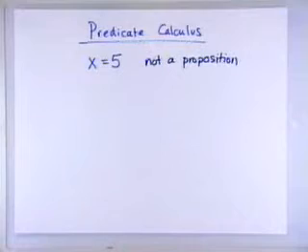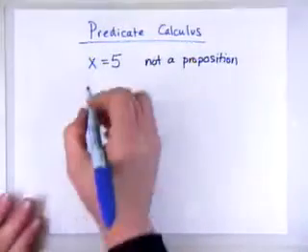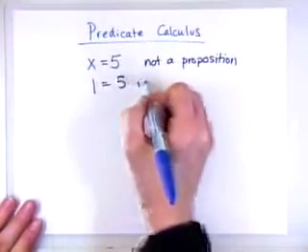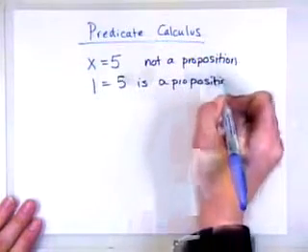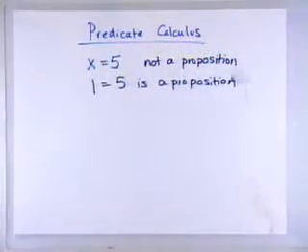But if I knew a value for x, then that would be a proposition. So 1 equals 5 is a proposition. It's a false one, but it is a proposition. There's another way we can make x equals 5 into a proposition.